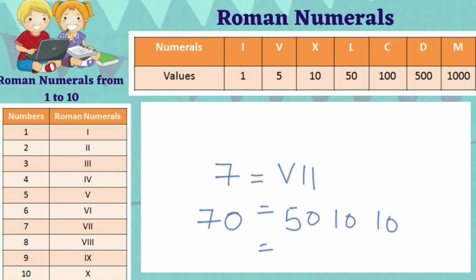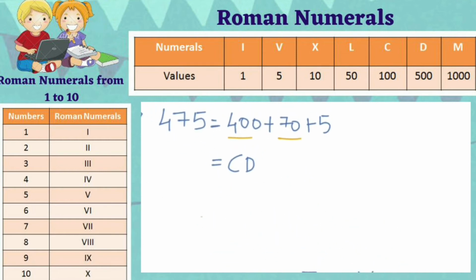Now what is the Roman numeral for 50? It is L, and for 10 it is X. So 2 times 10 I have written, so 2 times X I'll mention. So the Roman numeral for 70 is L, X, X. So I'll go and write it over here.